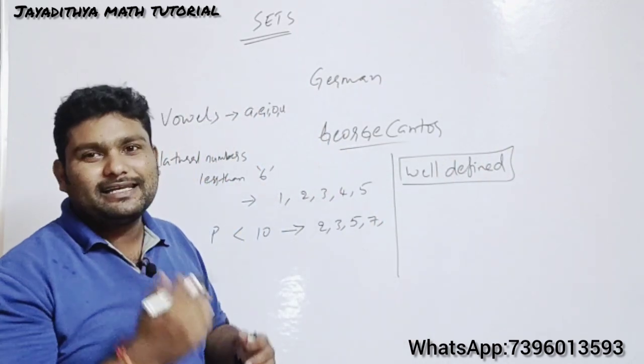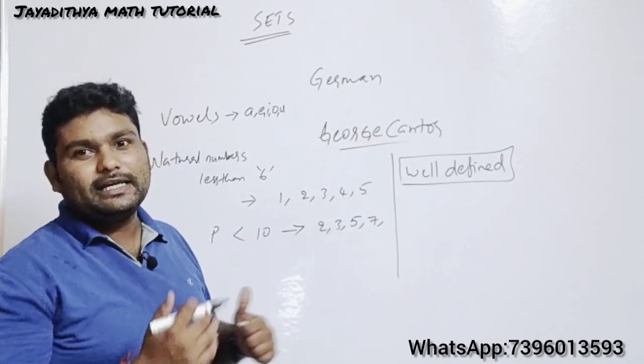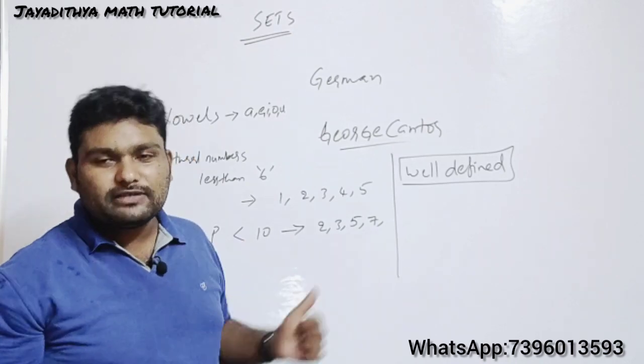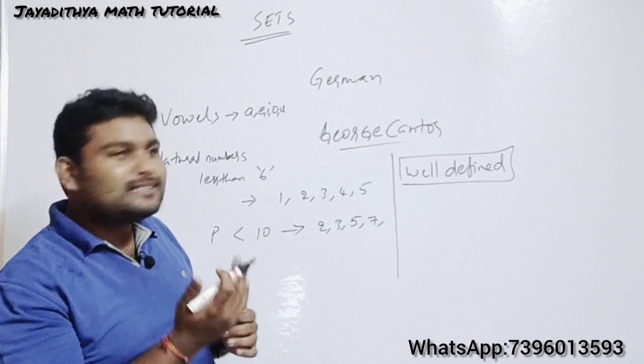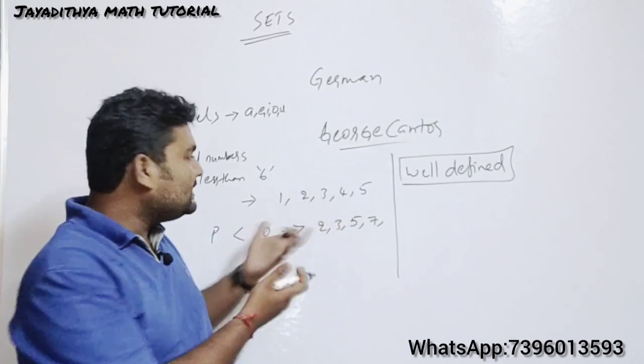Prime numbers less than 10, that is well defined here. If you ask anyone, they should say the answer is 2, 3, 5, 7 only. Natural numbers less than 6 means 1, 2, 3, 4, 5. If you ask anyone, they will be telling the same thing.